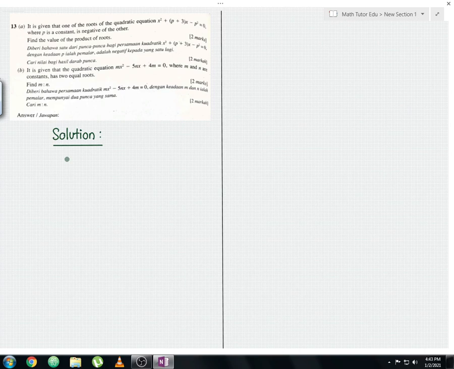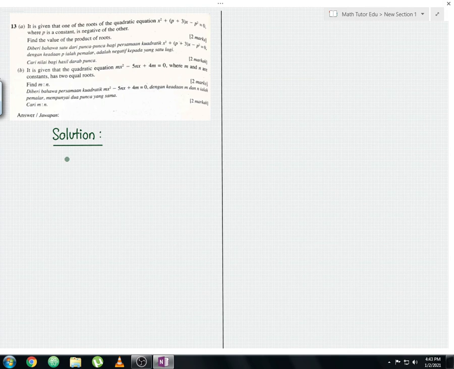As for the question part B, it is given that the quadratic equation mx squared minus 5nx plus 4m equals 0, where m and n are constants, has two equal roots. Find the ratio of m to n. Okay, so this is the overall question.